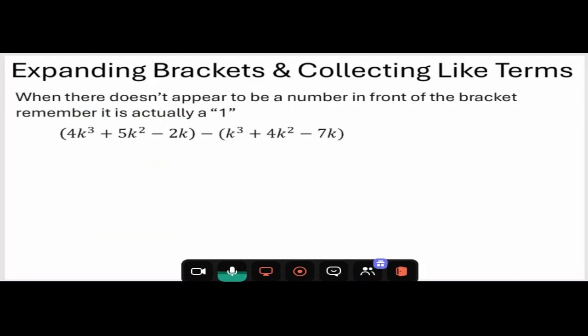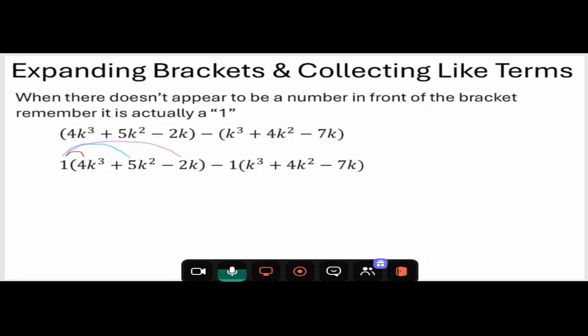Okay, now here, when we have a bracket that doesn't appear to have a number in front of it, all you got to do is remember that it is actually a 1 in front of it. So that first bracket has a 1 in front of it. The second bracket has a negative 1 in front of it, just like that. And once you know that, all you got to do is expand each bracket separately, and expanding with a 1 is dead easy, right? Multiply 1 by all these things, and they're just the same, right? And notice again, I stuck that positive in front of the first term just in case it's important. I don't think it's going to be in this case, but just in case.